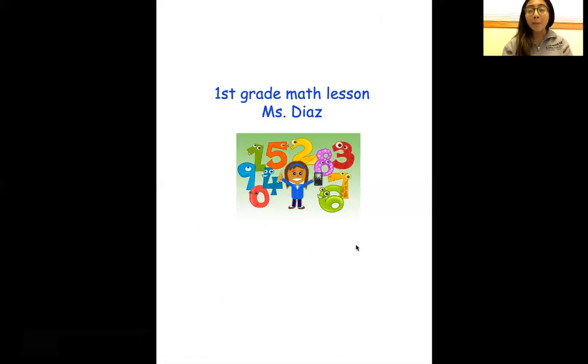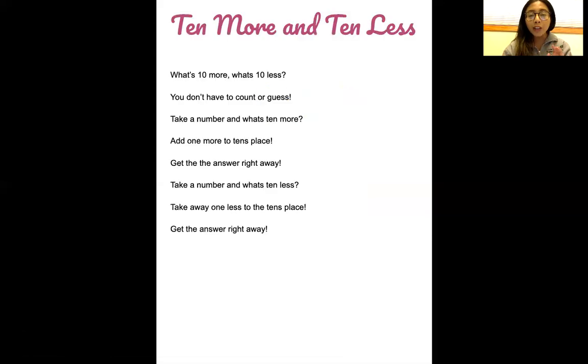Today we're going to work on a math lesson that has to do all with our best friend 10. And in this lesson, we're going to see how quickly it is to add 10 to any number. So we're going to have a little chant to help us know how quickly it can be to add 10.